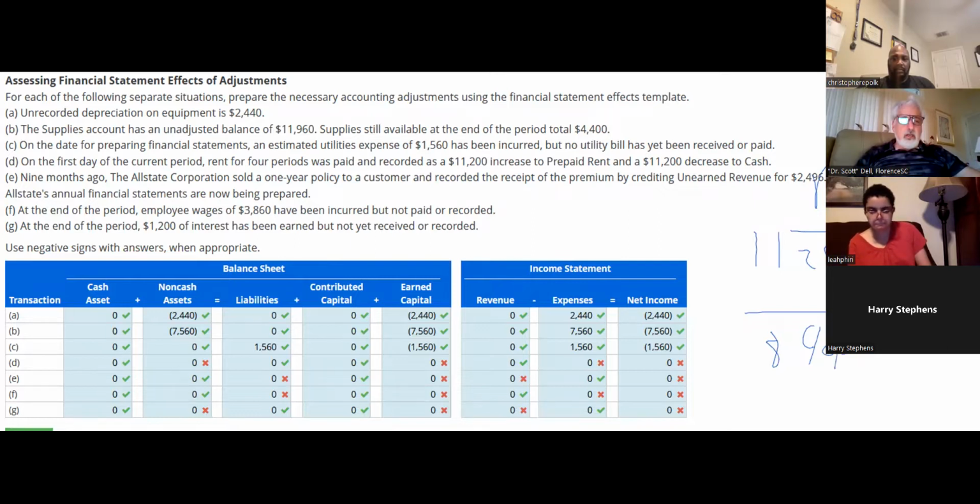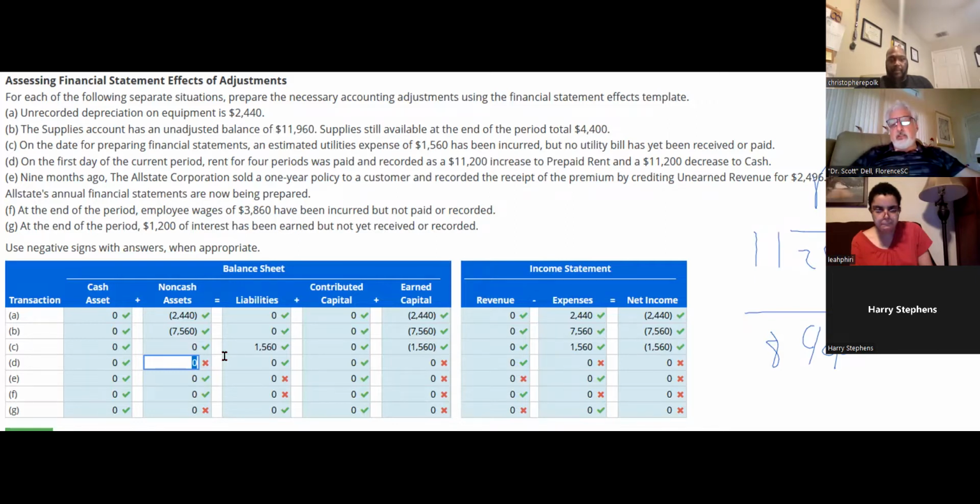So I'm going to go ahead and stop here. Take care of my prepaid of how much? It started at 11.2. It's not asking me when I made the cash transaction. It's asking me what the adjustment is. So 8,400 now. That's my ending balance.